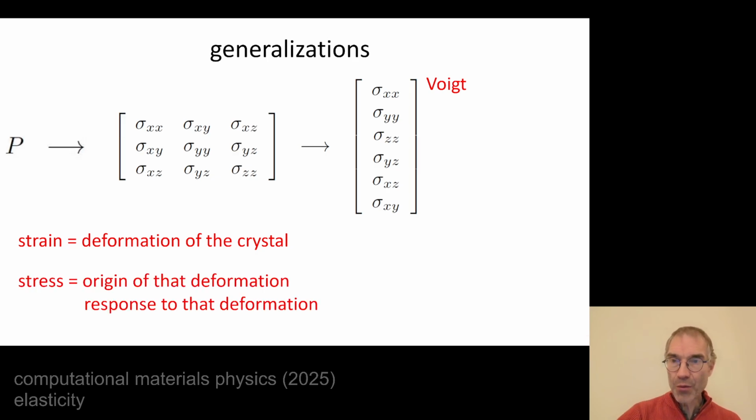The stress, which was just one number in one dimension, becomes a matrix too, a symmetric matrix with 6 degrees of freedom, or a column matrix in Voigt notation, but here, for the stress, this factor 2 is not there.